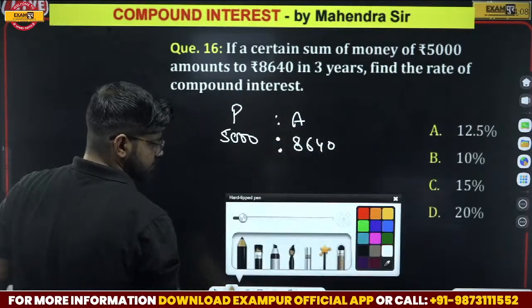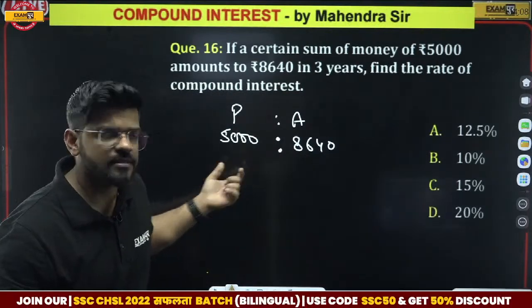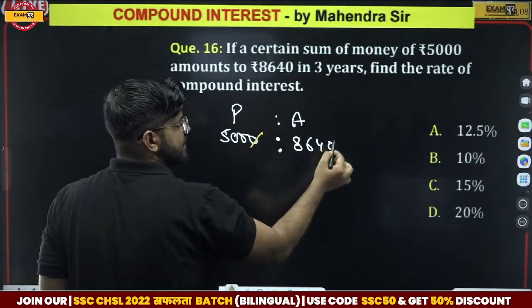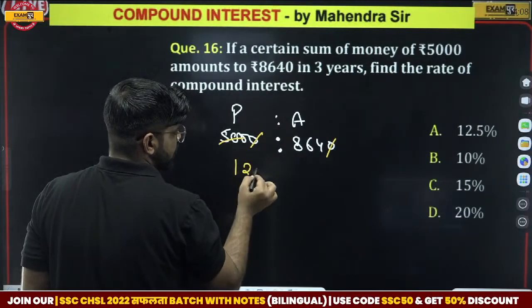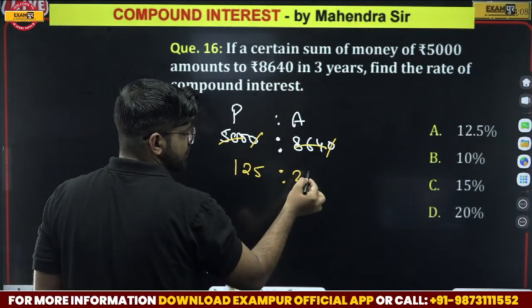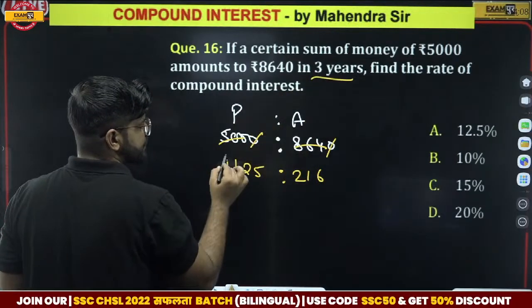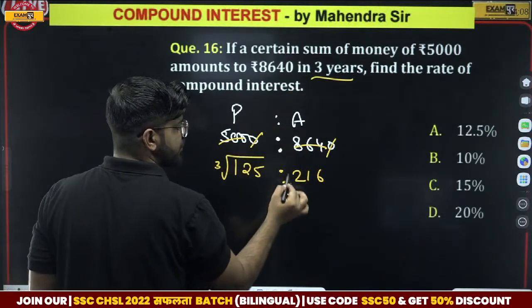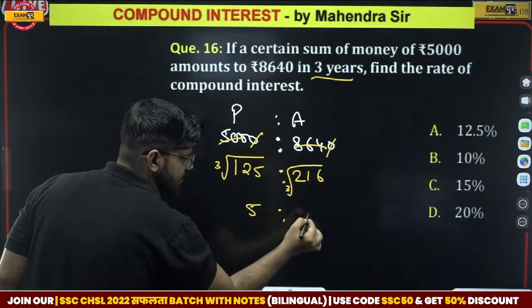You know that this is not a cube, so we can cancel it out. Now this is going 4 times 125. This is 4 times 4, 2s are 8, 16. Now for 3 years, I have to do cube root here. Cube root here I will get 5. Here I will get 6.